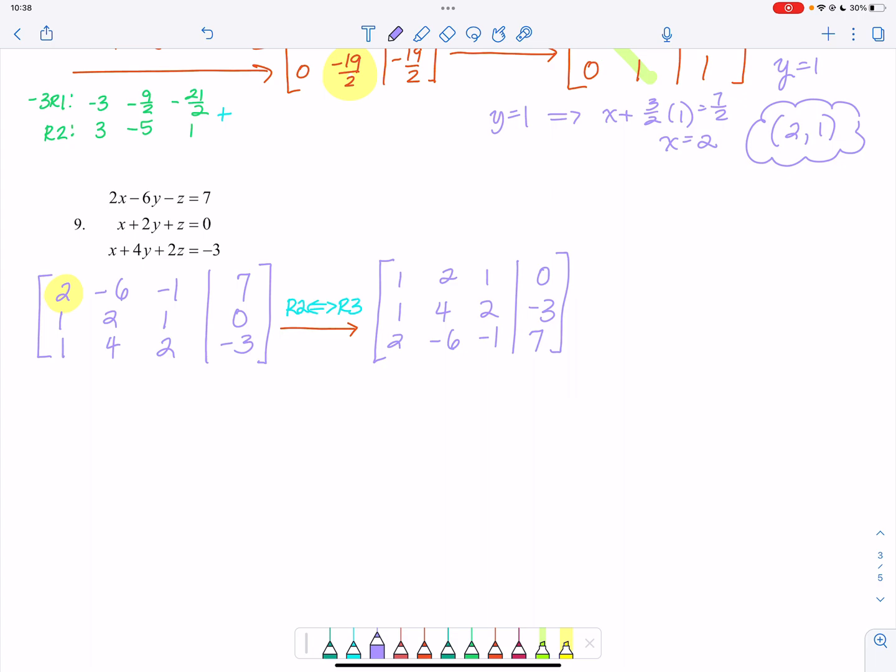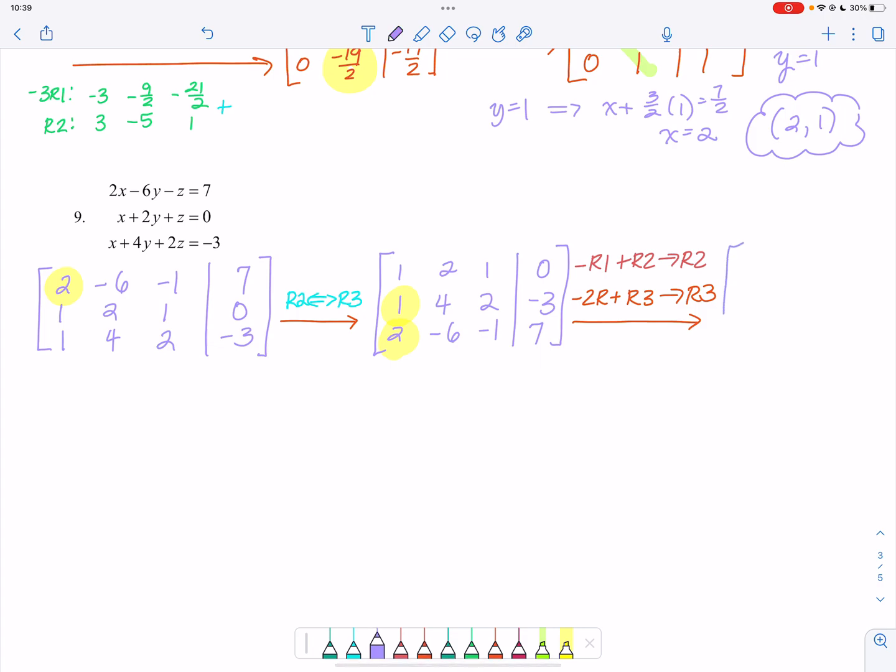So now that I have this 1 here, now I need to work on getting a 0 here. So what could I do? I could multiply row 1 by -1, add that to row 2, and replace row 2 with that. Okay? And I could also work on making this a 1. We could do this in the same step. And I could take -2 times row 1 and add that to row 3 and replace row 3 with that.